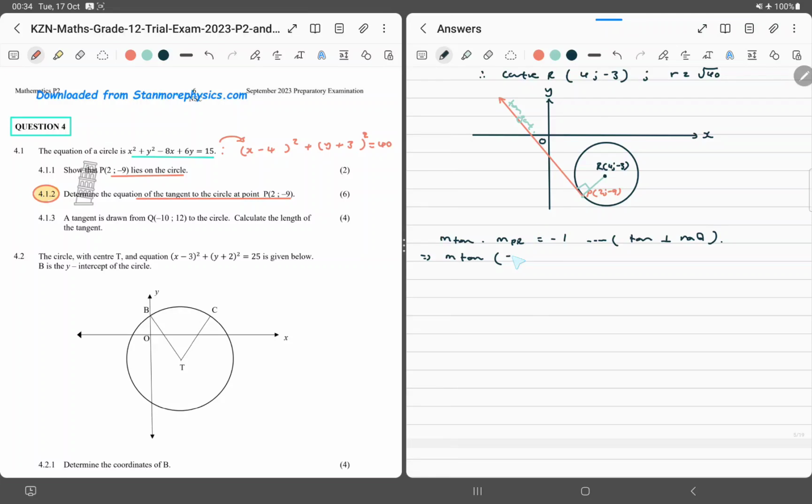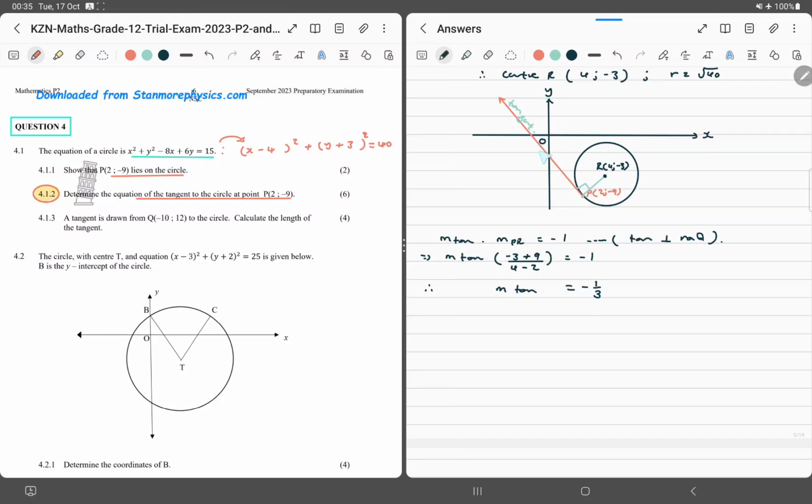So we're just going to jump in. It's going to be -3 plus 9 divided by 4 minus 2 equals -1. Therefore, the gradient of the tangent is, now let's just see what is that value there. -3 plus 9 divided by 4 minus 2 is a 3. So when we divide by 3, we get -1/3.